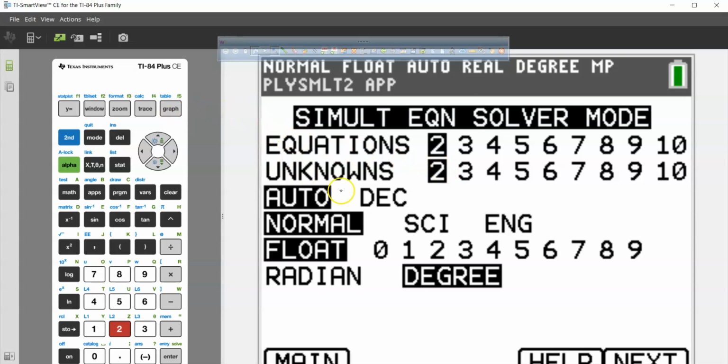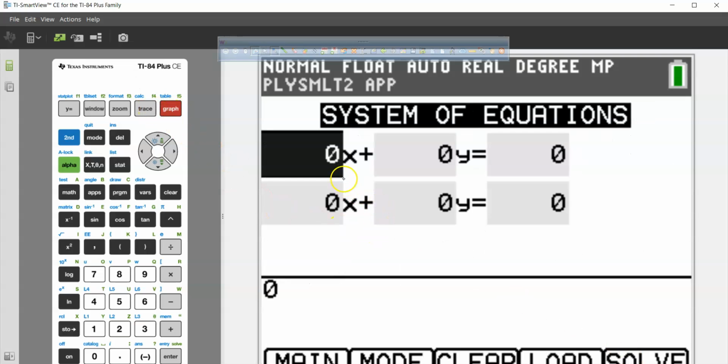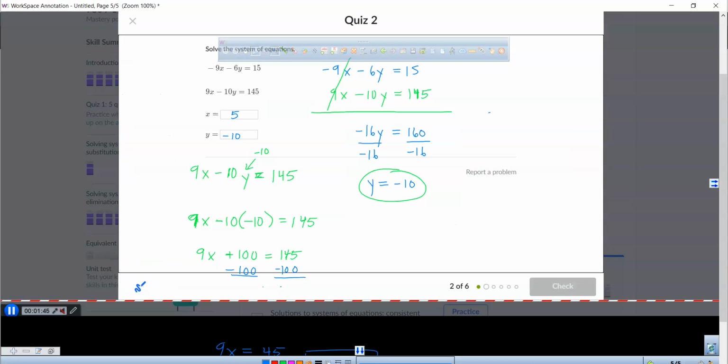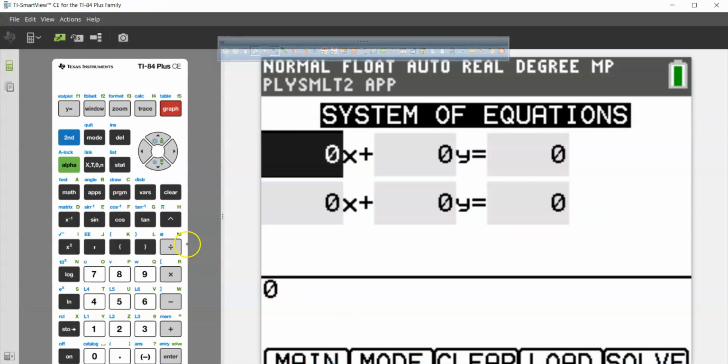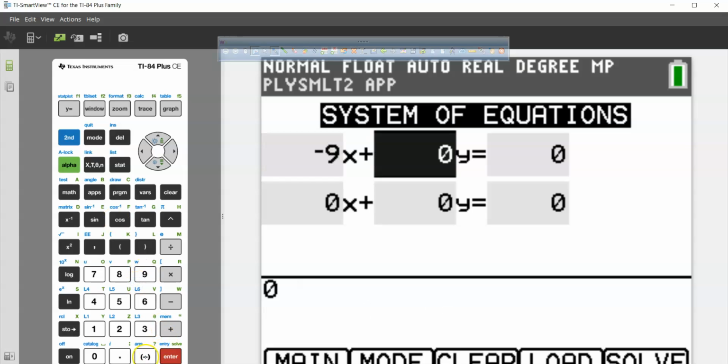So you're going to hit next, the graph button. And what was our x value? No, on our problem. Negative 9. So listen, you see the 2 equations here? It says negative 9x minus 6y equals 15. That's what we're going to type in. So I'm going to type in a negative 9. Then I'm going to press enter. And then what was the next one? Was it negative 6?